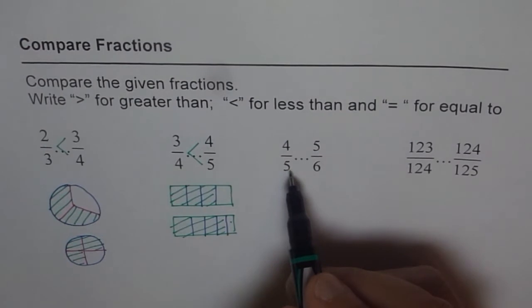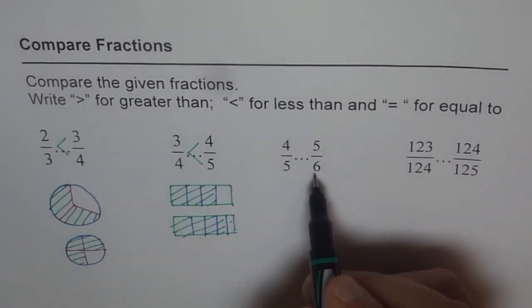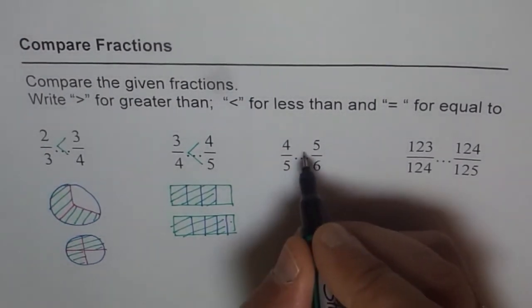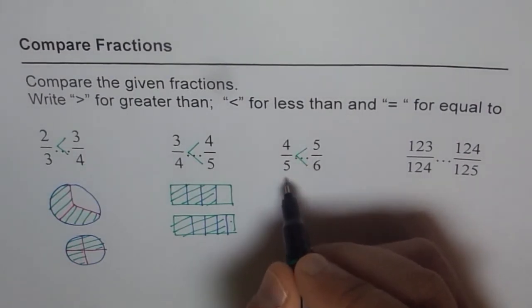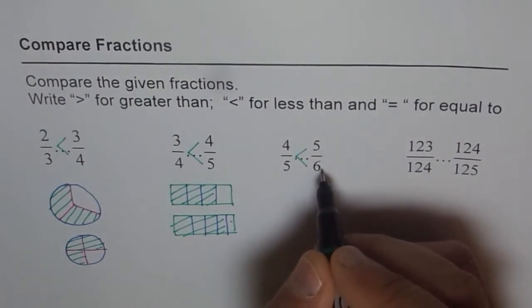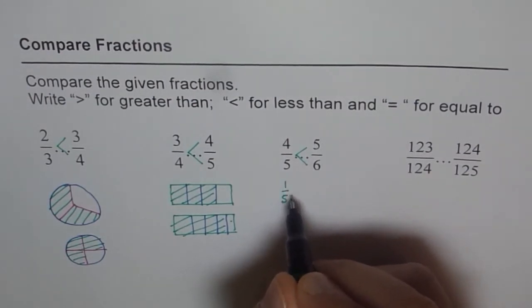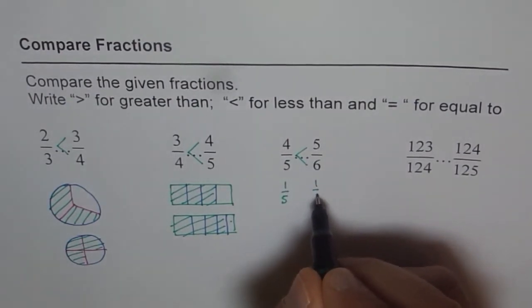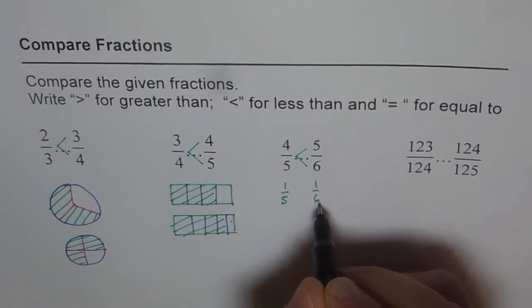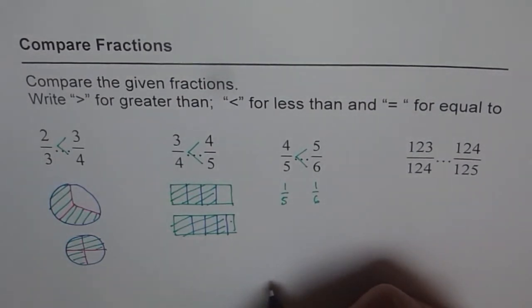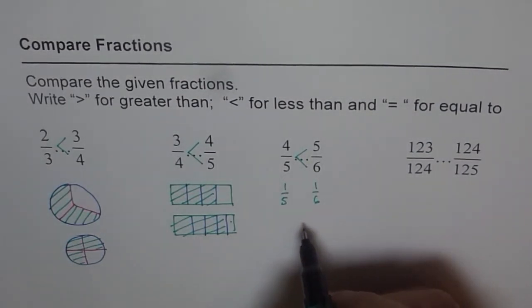So 4 out of 5 and 5 out of 6. Now you know 5 out of 6 is much bigger than 4 out of 5, since you leave behind lesser portion. Here you leave 1/5, and there you will leave 1/6 only. Less portion is left. That logic can be used at times to compare fractions.